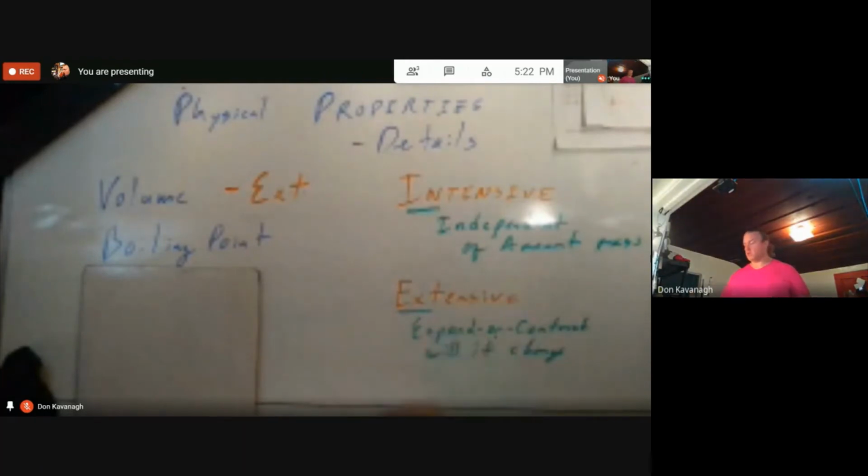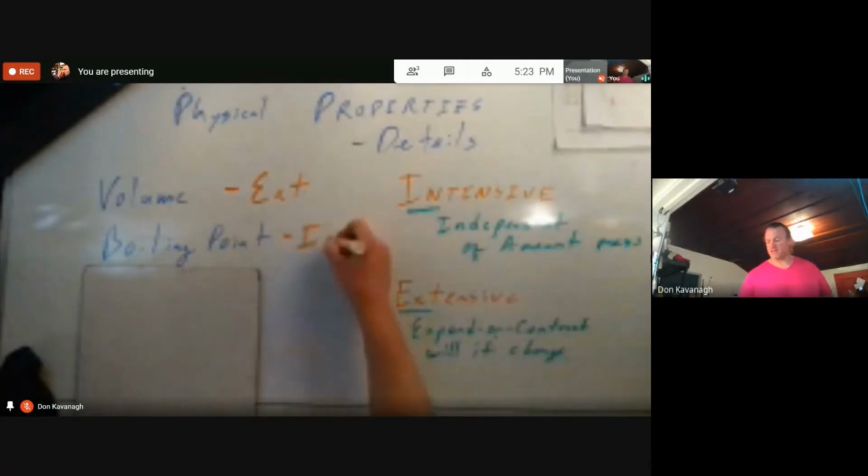Does the boiling point of water change? No. So if you add or remove the amount of matter, the boiling point doesn't change. So it's not extensive. It's an intensive property because the boiling point remains the same no matter how much of it you have.